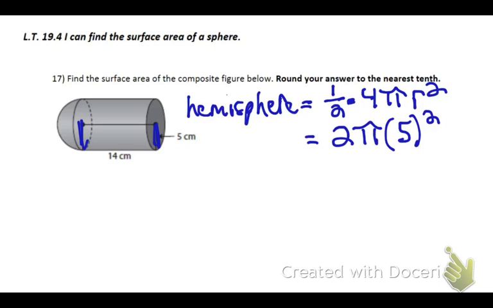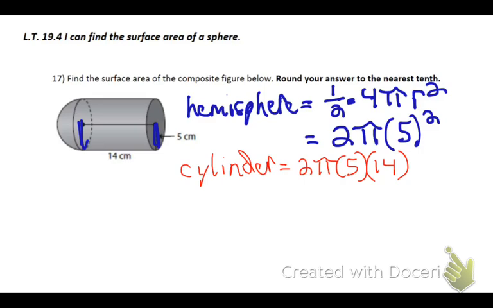Okay, then we got the lateral area of the cylinder. So that's going to be 2 pi times the radius times the height. So yeah, we'll do that at the same time too. Okay, then we have the bottom. And when I say bottom, I mean this. So that's just a circle. So that's just pi r squared. So that's pi times 5 squared.